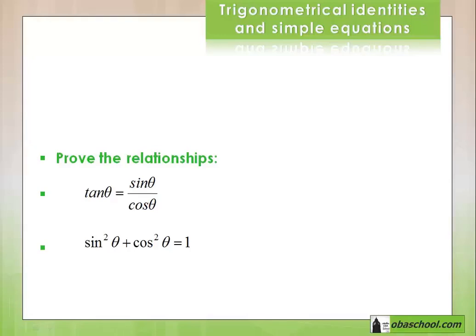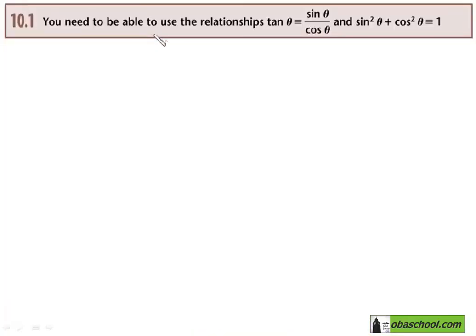Trigonometrical identities in simple equations. Our objective is to prove the relationships below. Look at the description. You need to be able to use the relationship tan theta is equivalent to sine theta over cosine theta, and sine squared theta plus cosine squared theta is equivalent to 1. We will start with the first relation.